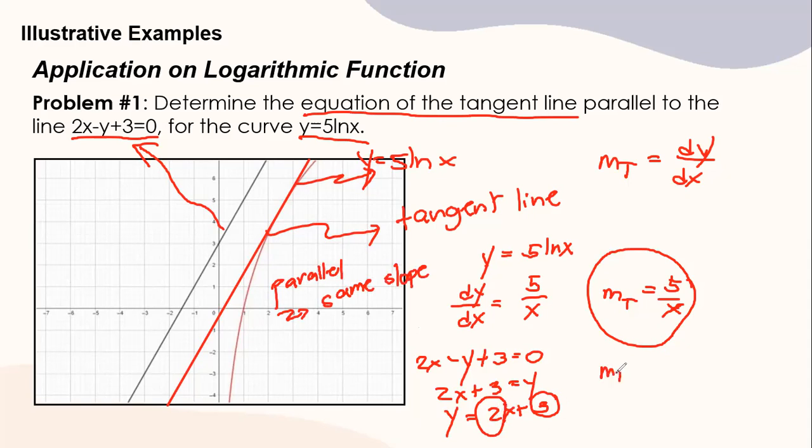So, slope ng tangent line is 5 over x. Equal din yan sa 2. So, 5 over x is equal to 2. Okay? We will get, so 5 is equal to 2x. Pwede na nating makuha si x, which is 5 all over 2. Okay? So, meron na akong x is equal to 5 over 2.